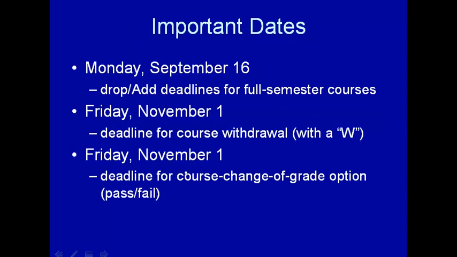Here are some important dates. If you want to drop the course or add the course without consequence, September 16th, Monday, September 16th is that date. If you want to withdraw from the course, and a W will appear on your transcript, Friday, November 1st is that deadline, and Friday, November 1st is also the deadline for a change of grade option when you go pass-fail instead of for a letter grade.